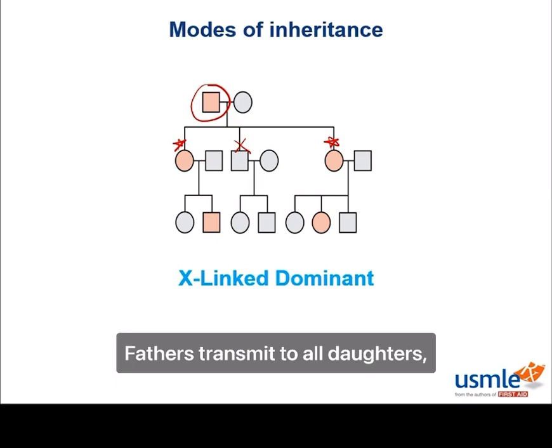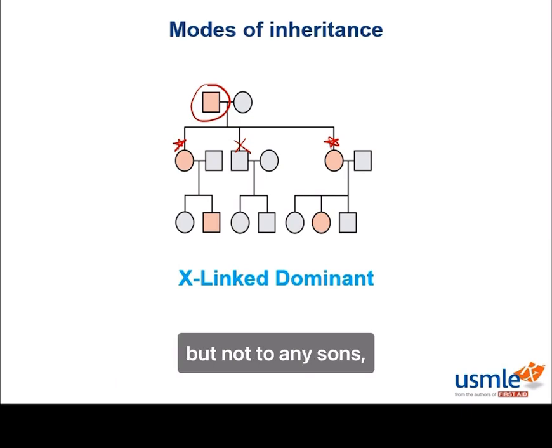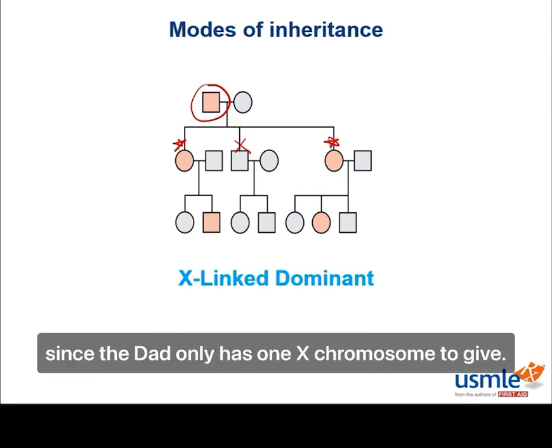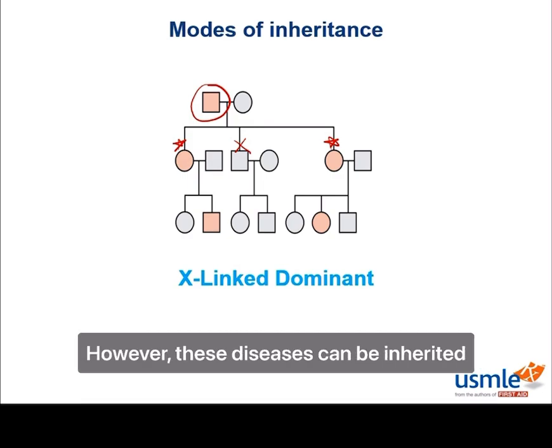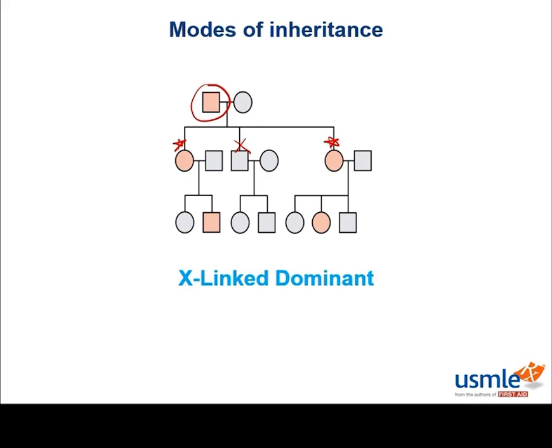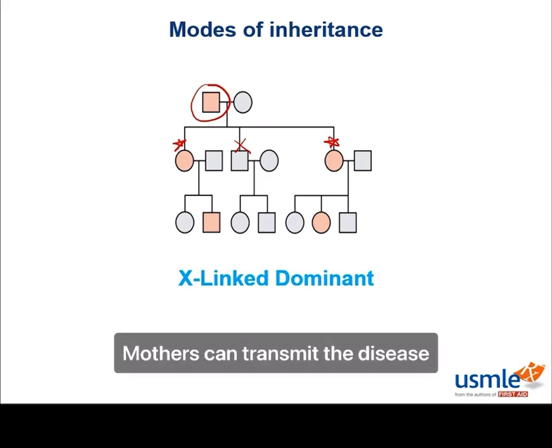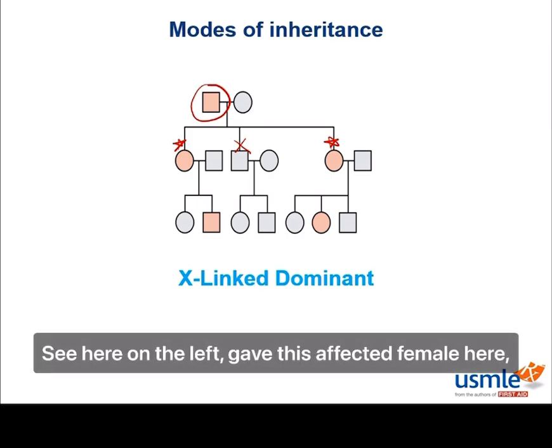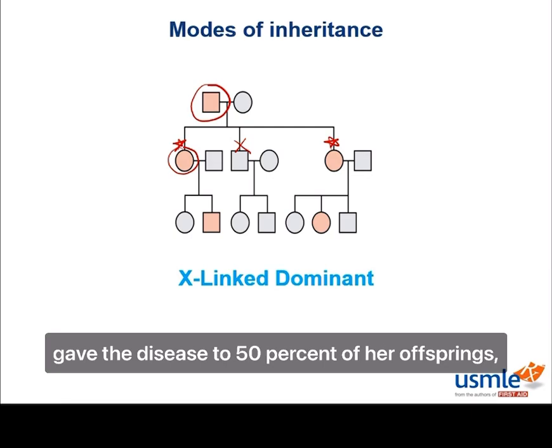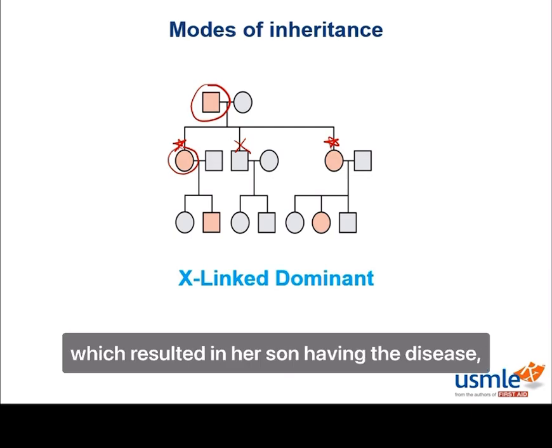Fathers transmit to all daughters, but not to any sons, which makes sense, right, since the dad only has one X chromosome to give. However, these diseases can be inherited from both mother and father. Mothers can transmit the disease to 50% of daughters and sons. See here on the left, this affected female gave the disease to 50% of her offspring, which resulted in her son having the disease, but not her daughter.